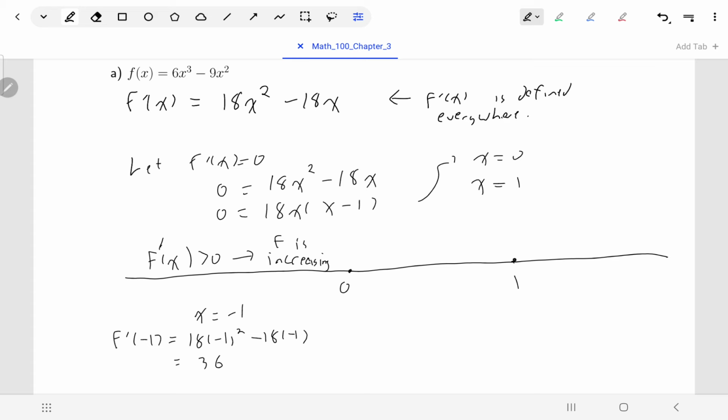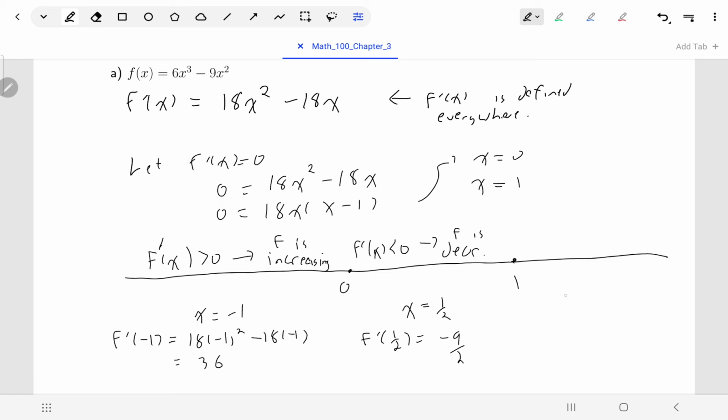Okay, and I'll do the same thing in the other intervals. Between 0 and 1, I'll pick, let's say, 1/2. And when I put 1/2 into my derivative, I get a y value of negative 9/2. So that tells me my derivative is negative, which means that f is decreasing.